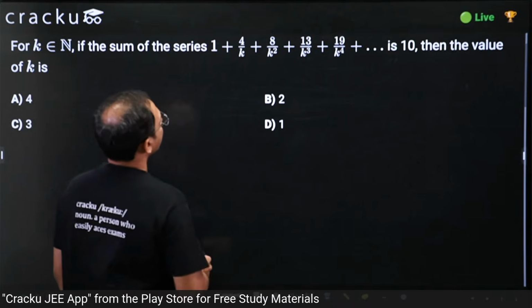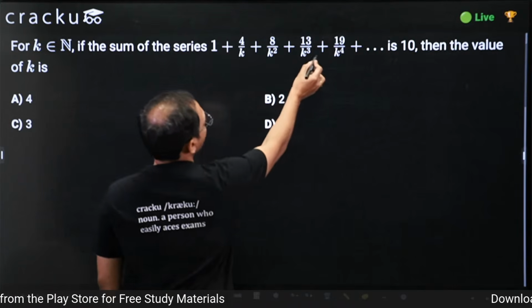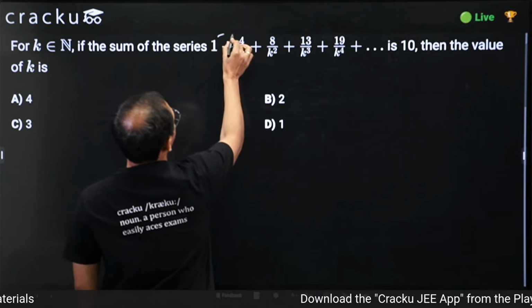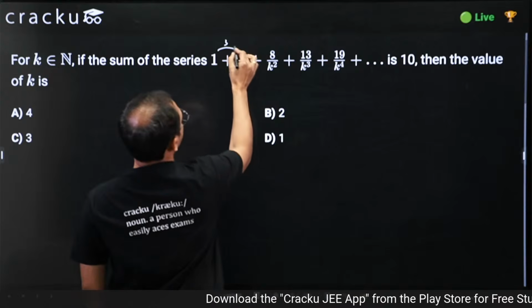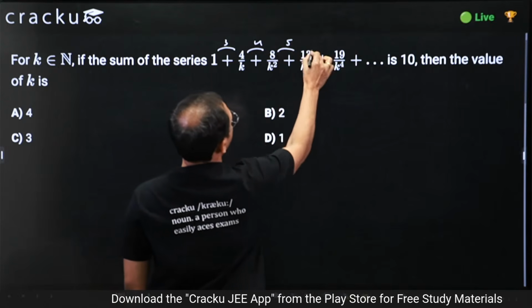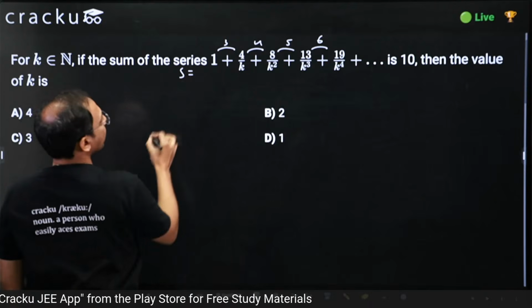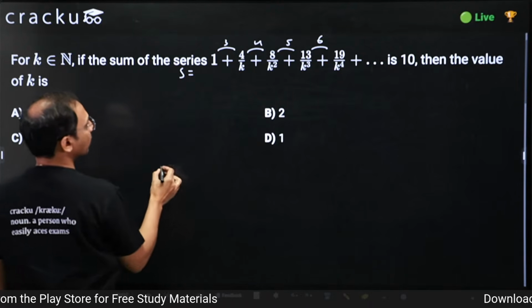So what do we have here? We have 1, k, k square, k cube. I see a geometric progression there. What about the numerators? Here the difference is 3, 4, 5, 6. The differences are in AP again. So we'll multiply both sides by the common ratio. The common ratio is 1 by k.